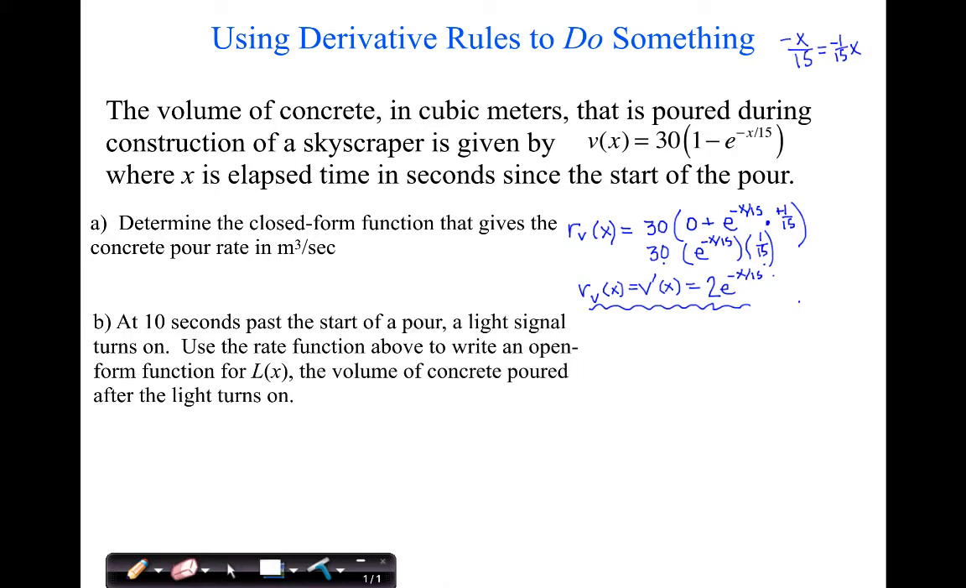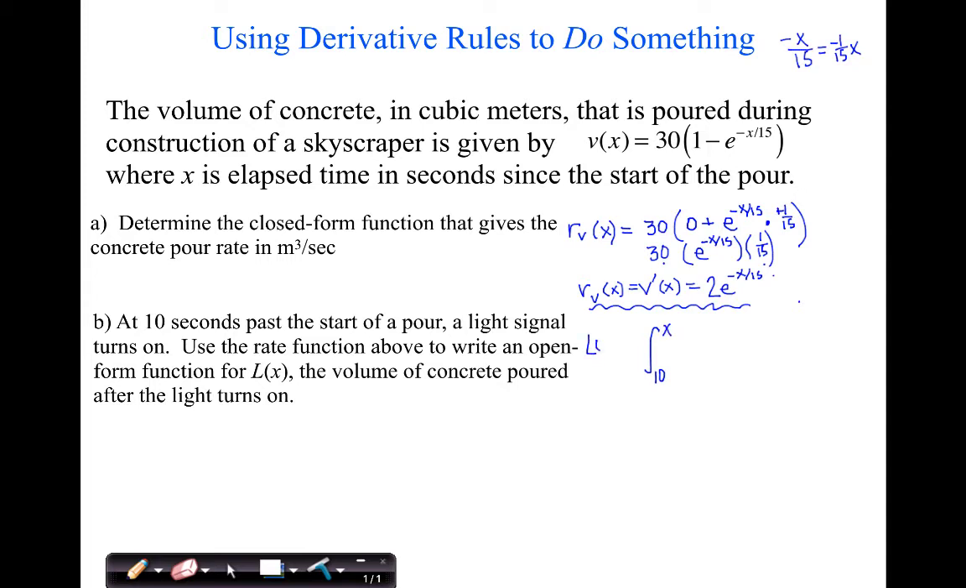At 10 seconds past the start of a pour, a light signal is turned on. Use that rate function to describe an open form function for L of x, the volume poured after the light turns on. So it's not just this, the volume poured after the light turns on. So let's just start from here. This is something that we did before your first test, or we started to. At 10 seconds after the light turns on, I want to know what accumulates past time 10 until any time x.